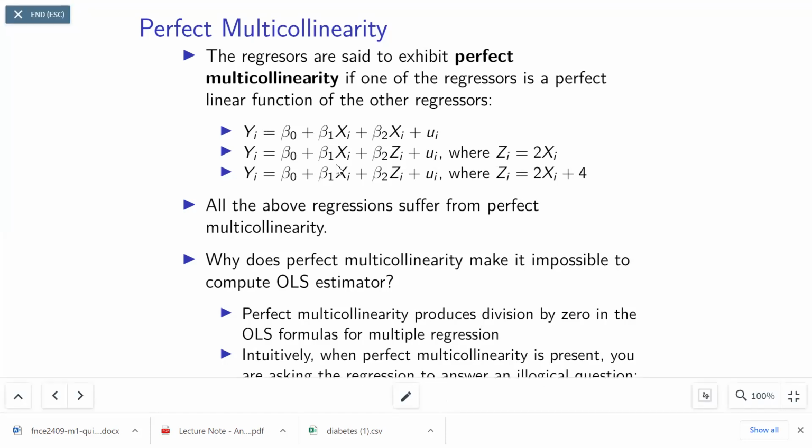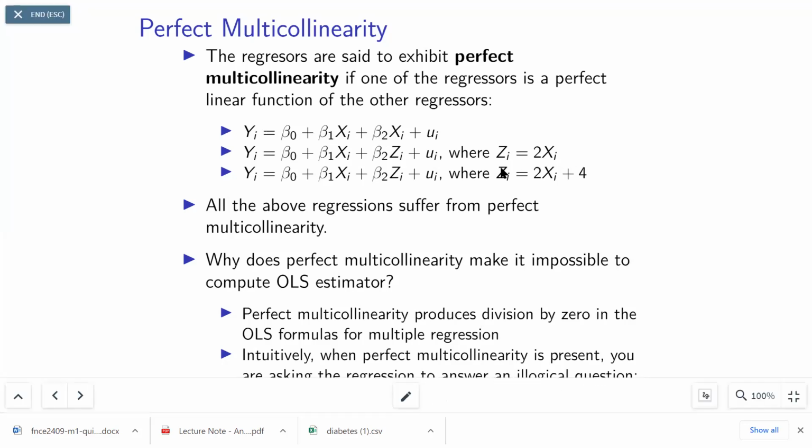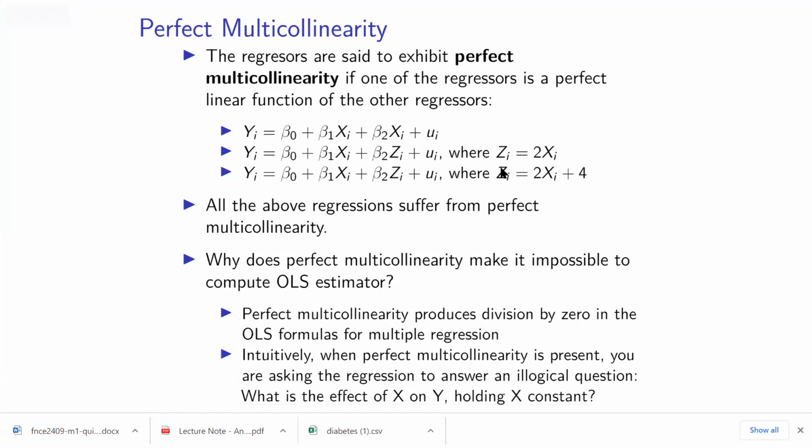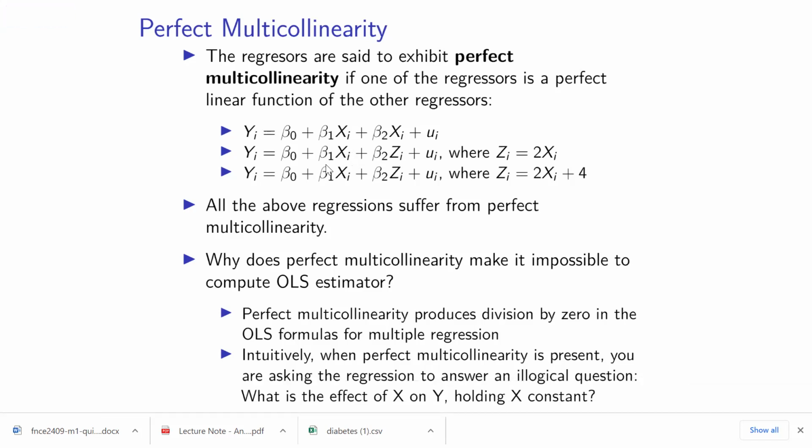In the second and third model, the regressor z is a linear function of x. And therefore, when you know the value for x and the relationship between x and z, you can perfectly replicate the value for z. In other words, x and z are perfectly related to each other. And because of that, the z variable is redundant when you have already included the x variable in the regression. All three of these models shown here suffer from the perfect multicollinearity problem.